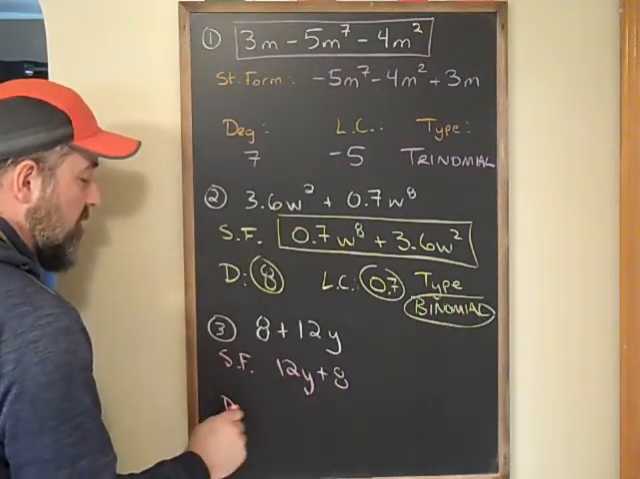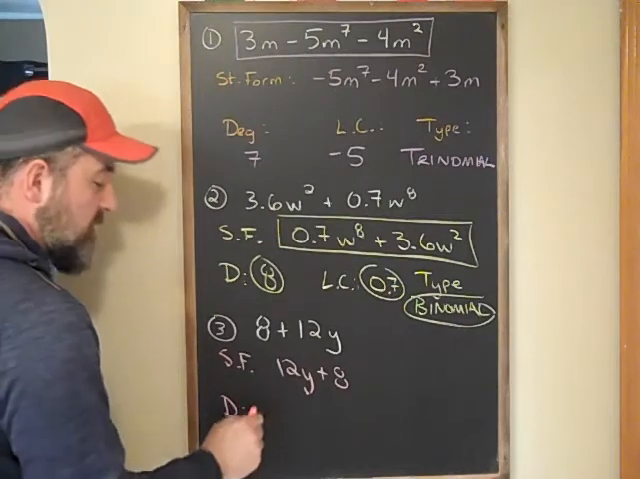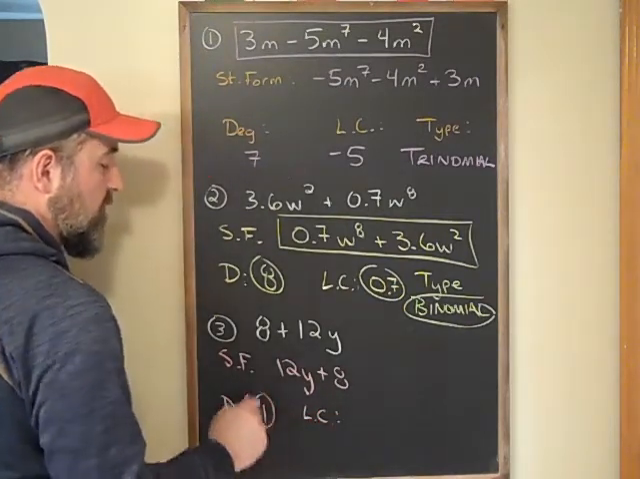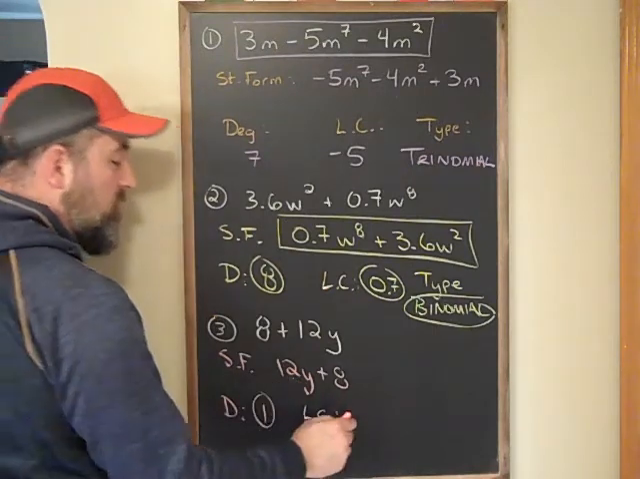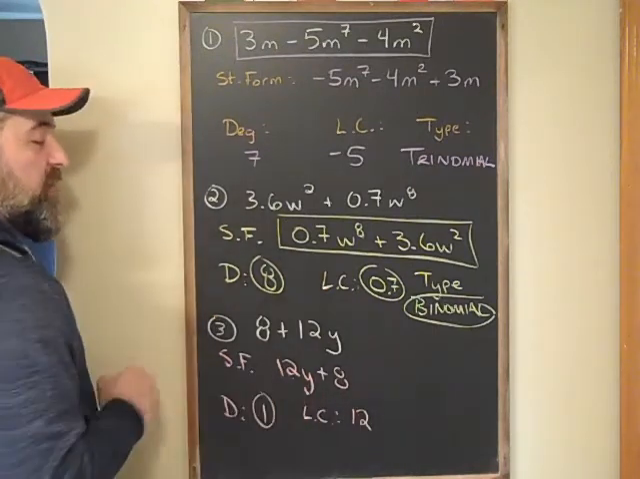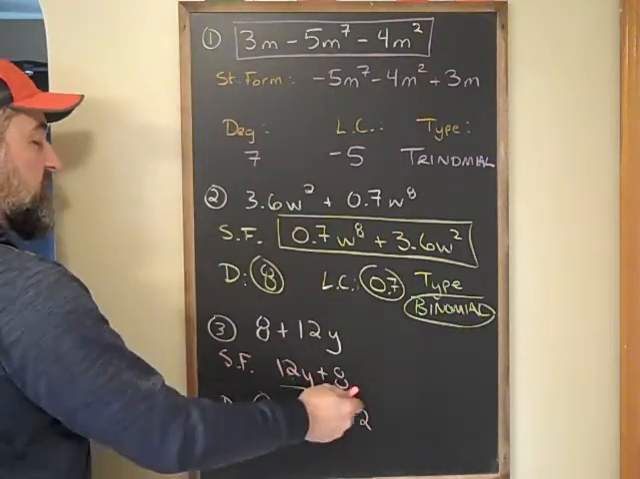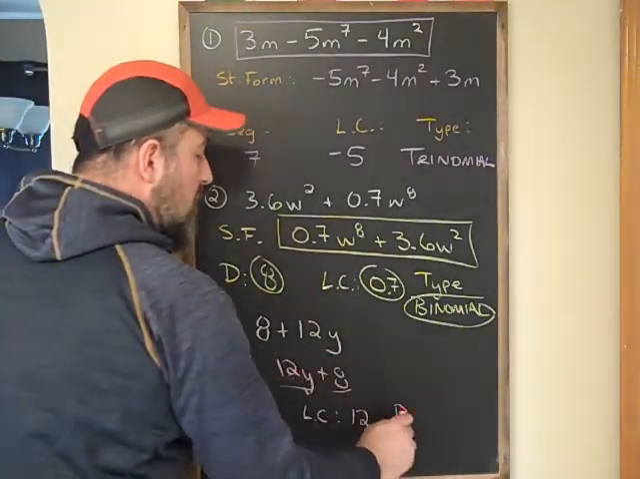Then we have to give the degree. The degree of this is going to be degree 1. Then we have to give the leading coefficient. The leading coefficient is going to be 12. It is the coefficient of the highest degree term. And then we have to tell what type this is. Again, this has 2 terms. 2 terms, we would call that a binomial.